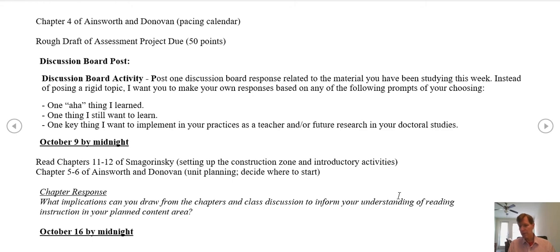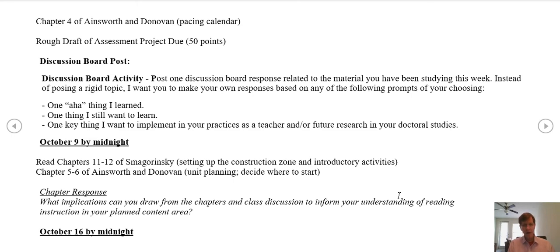Write me up a quick little write-up about why you're doing these assessments. What's the purpose behind these assessments? How will they measure student learning? That's the writing part of this. And boom, you're in good shape for that assessment project. You can see we've also got a discussion board due that week.